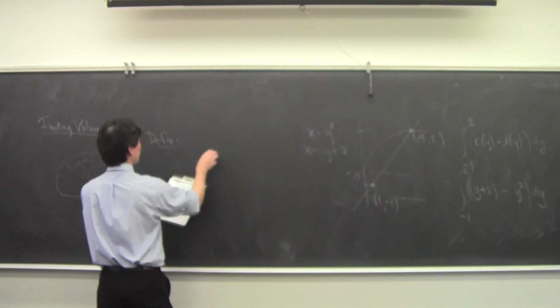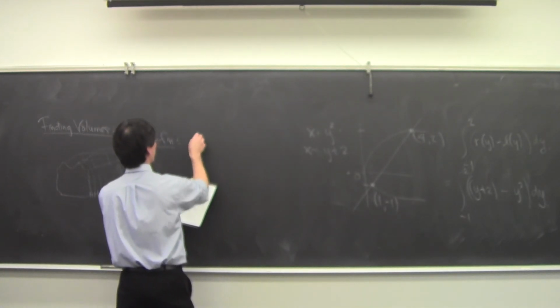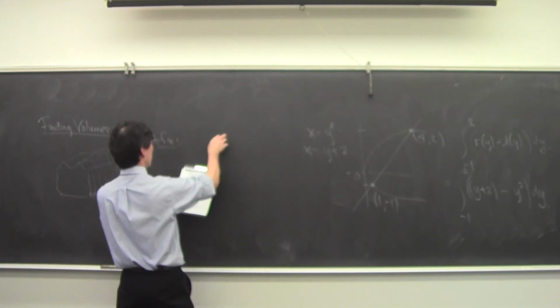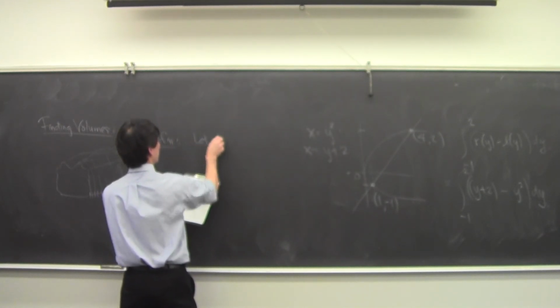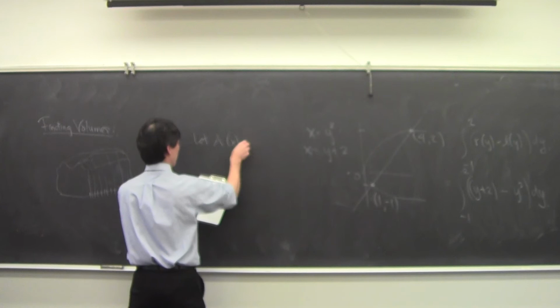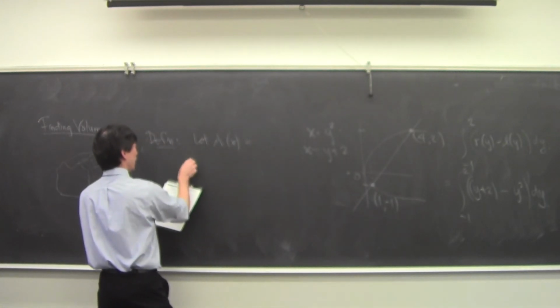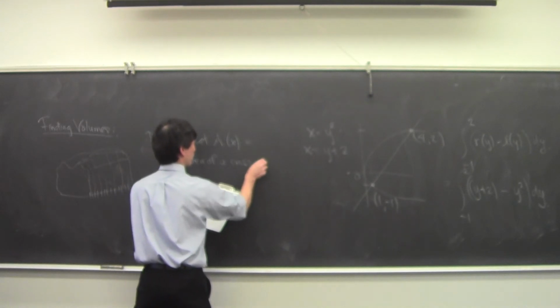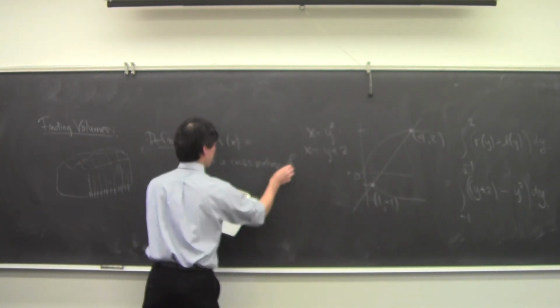The volume, if you have... let A of x denote the area of a cross section of your solid.